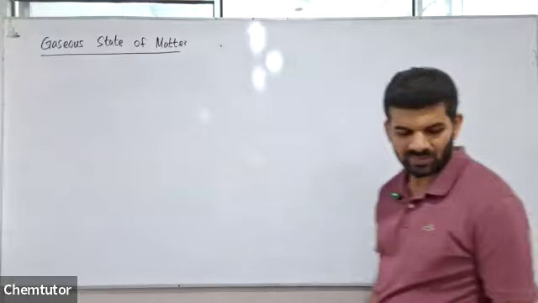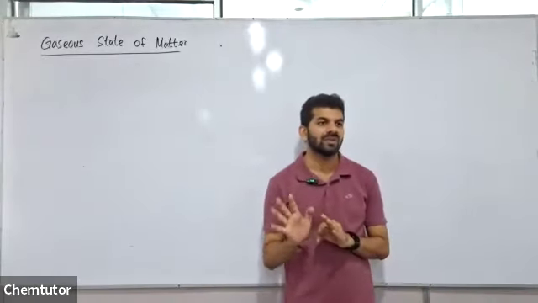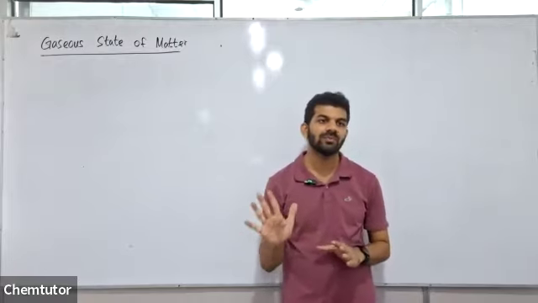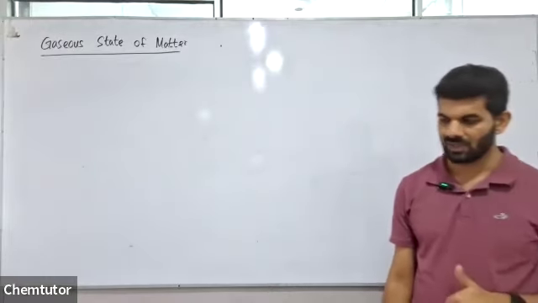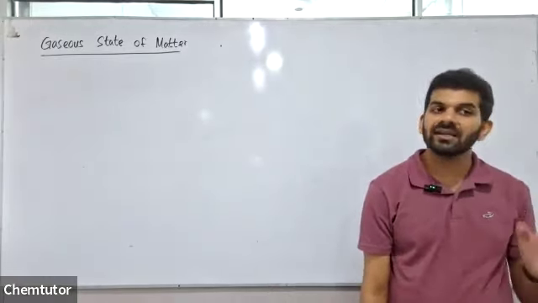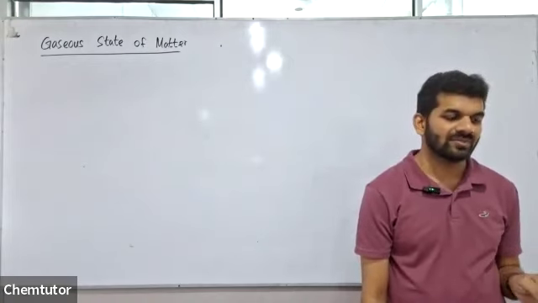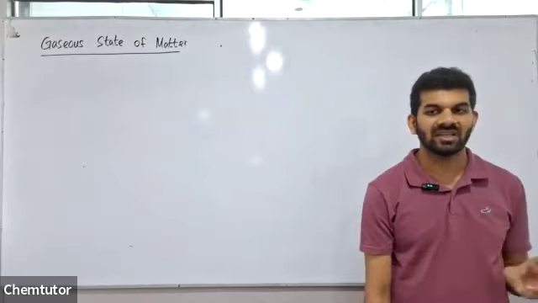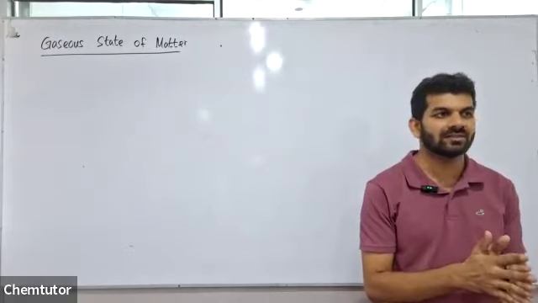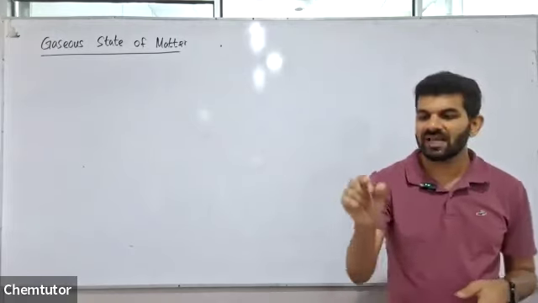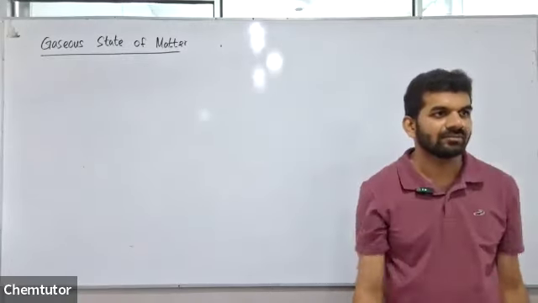Right. The gaseous state is characterized by 5 important properties. So let's learn about those properties. One is that gases are highly compressible. We learned it. Then the gas particles exert pressure equally in all the directions. That means if we have a gas particle over here, it exerts pressure in all the directions equally.